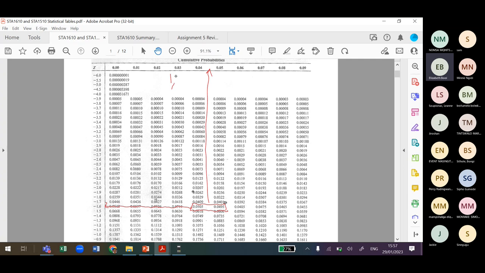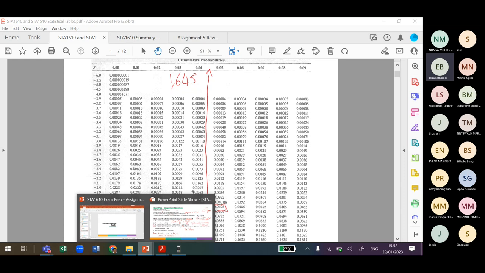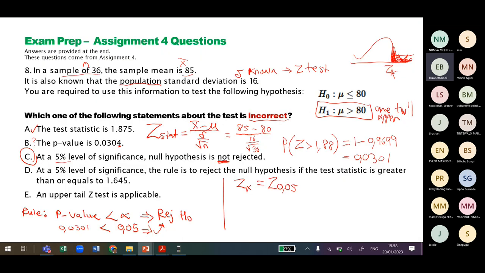Here we use 1.6 for 5, because the difference here is 5 and the difference on the other side is 5. And we end up having 1.645. And that's how I know that this is correct. The rule is to reject the null hypothesis if the test statistic is greater than 1.645, because then your region of rejection, we did go and validate and find it.